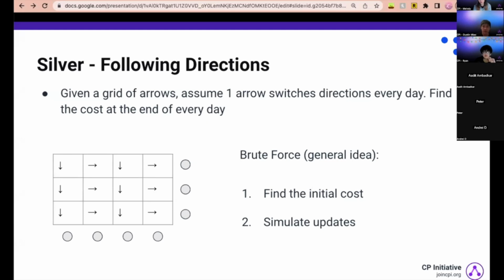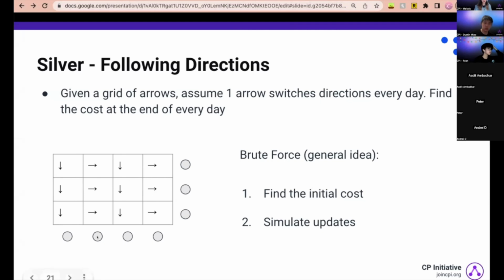We're going to start with Silver P2. I saw a lot of people in chat mention, should I use brute force? Or they mentioned that they passed bronze, but they couldn't solve any of the silver questions. If you looked at the questions and saw all of them were hard, I would say this is the one that you can most easily solve, because the implementation is pretty much a brute force. So the general idea of this question is you're given a grid of arrows.